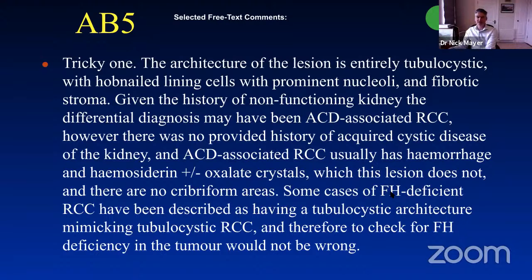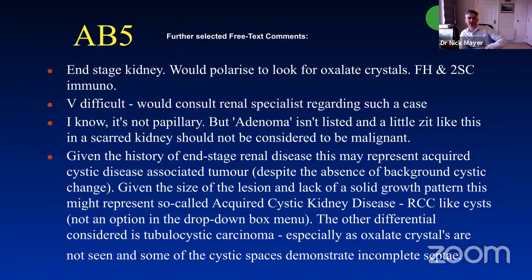you need to make sure that it isn't a fumarate hydratase deficient RCC, which can have areas that are identical to tubular cystic carcinoma and have a very different prognosis. The prognosis of a bona fide tubular cystic RCC is very good, whereas that of the FH deficient tumors is a lot worse. So a few more comments. In addition to FH immuno, you can do 2SC if you're lucky enough to have that when trying to diagnose tubular cystic carcinoma. I thought I'd better put in a few comments emphasizing the difficulty of the case.